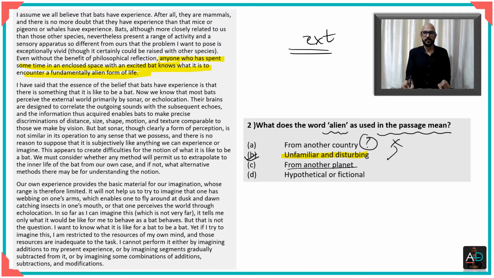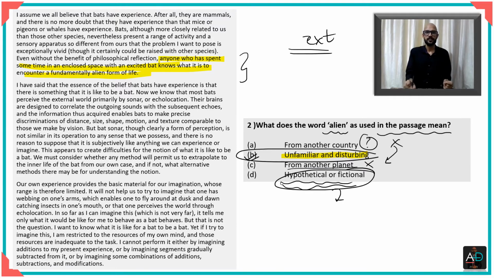Then we look at the next option after this, from another planet. Again, for the same reason as this, it is not. Hypothetical or fictional. You see, bats are not fictional. Bats are real. They are different but real. Therefore, it is not hypothetical or fictional, and therefore the answer to this is the option B.